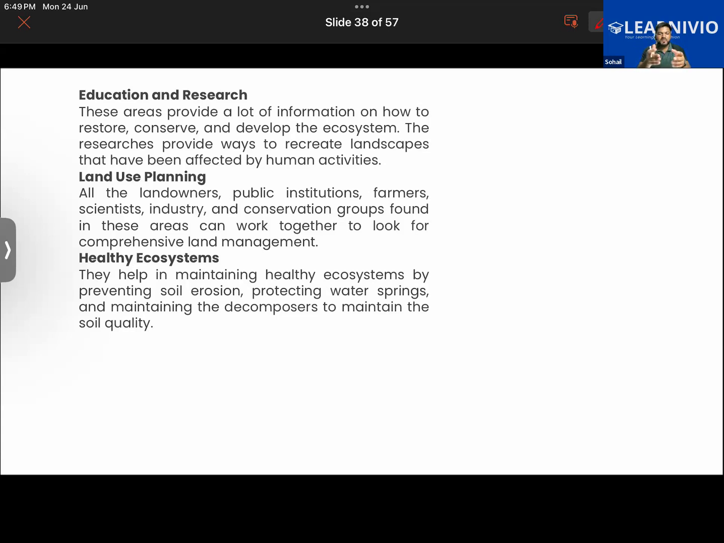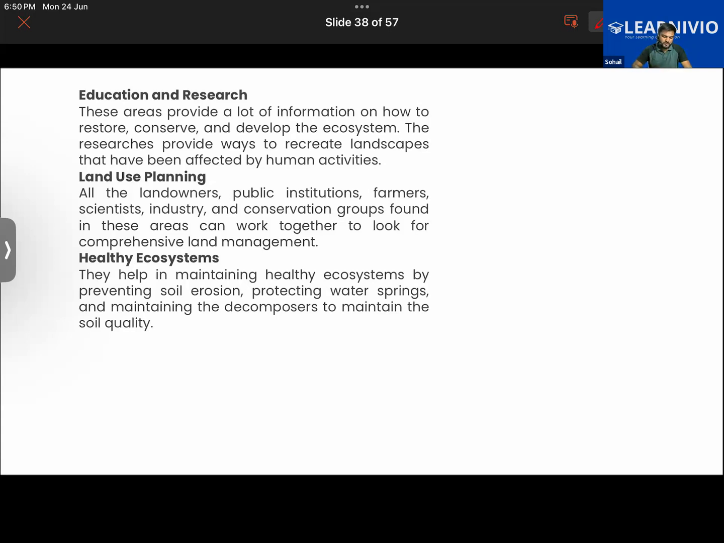So the scientists that would be going there would be collaborating with the tribal peoples and with the conservation groups found in that area, and then they would come up with a plan in order to manage that land. Hope you guys are getting what I'm trying to say, right? Okay, now furthermore, it contributes to making a healthy ecosystem.